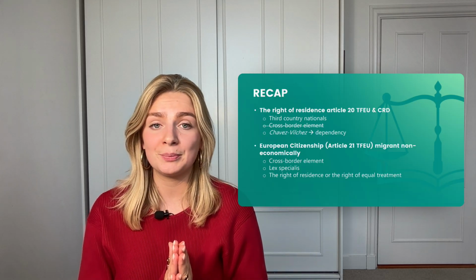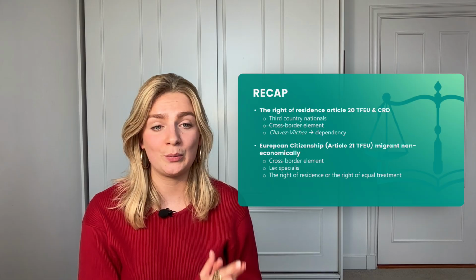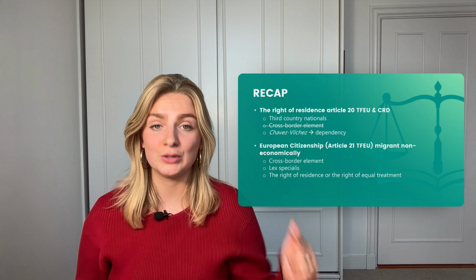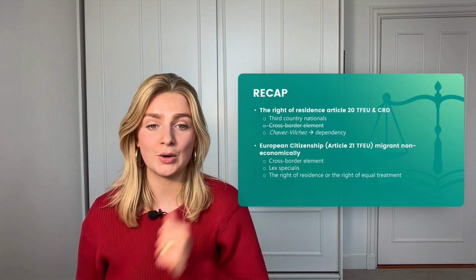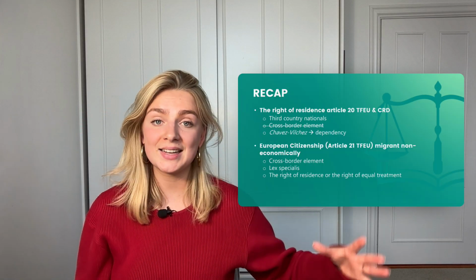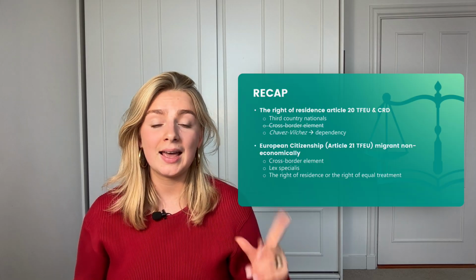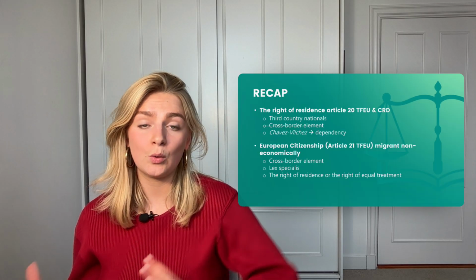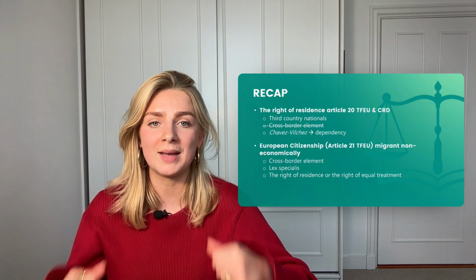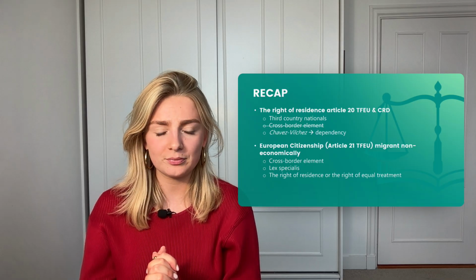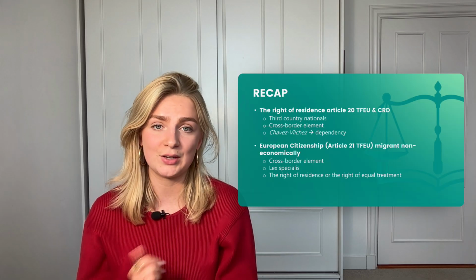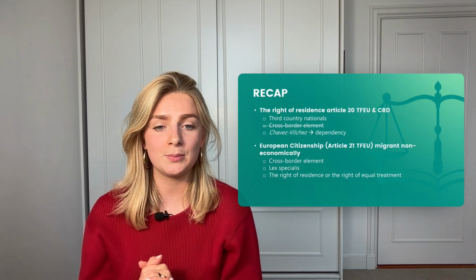If we're dealing with European citizenship, article 21, and we're also dealing with migrant non-economically active persons, then we do need a cross-border element, so we need someone to go from A to B. It's a lex specialis, the CRD, so it's actually extending the rights of article 21. And we can invoke either the right of residence or the right of equal treatment, but with the right of equal treatment, we see that we need to meet the rules of the right of residence. And then we're looking at article 6, 7 and 16 of the Citizens' Right Directive. So we need to meet those rules.